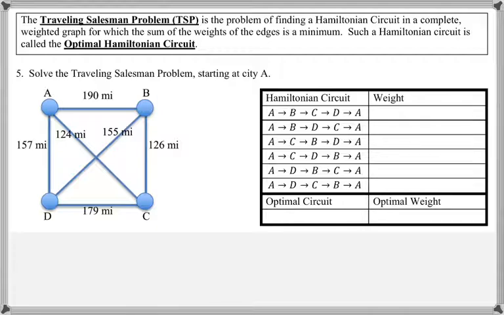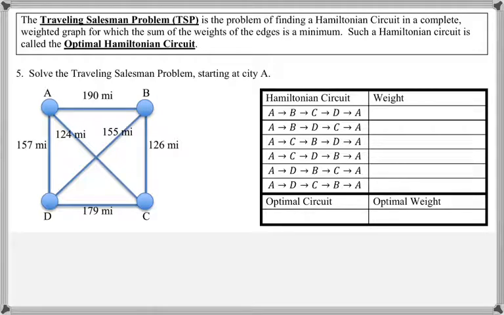So number 5 says, solve the traveling salesman problem starting at city A. So these are all the possible routes that we could take to visit every single city starting at A and then traveling back to A. Now, some of these circuits are actually the same, just the opposite direction. So we need to find the distance of each of these routes.